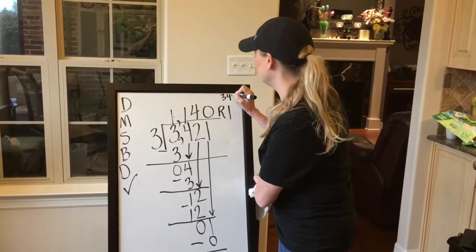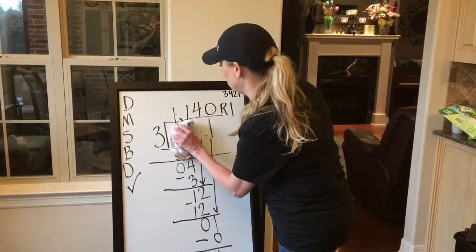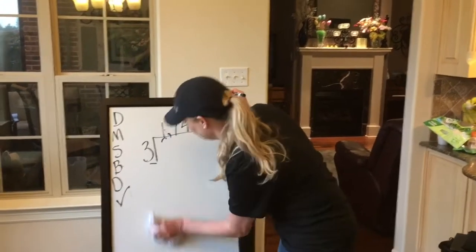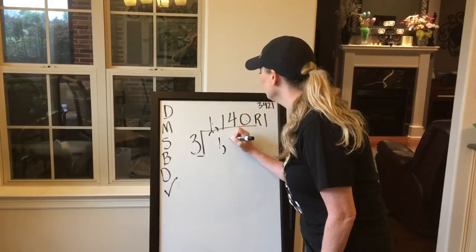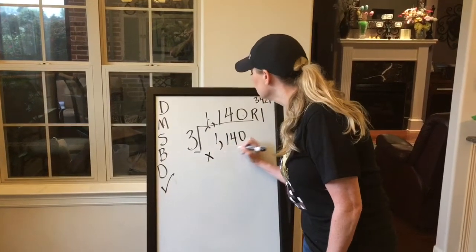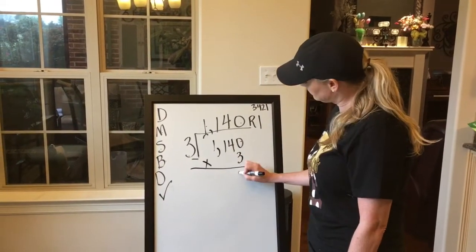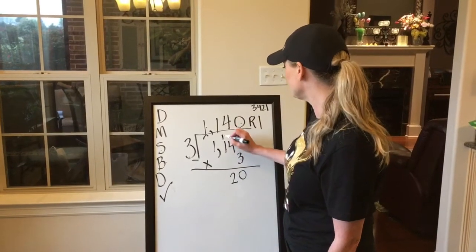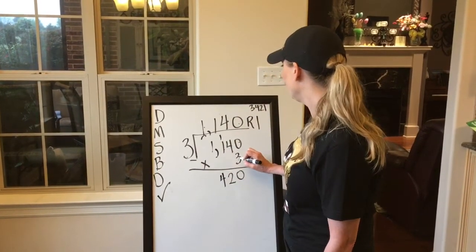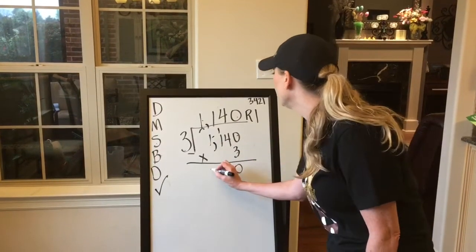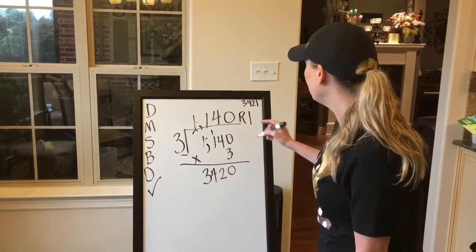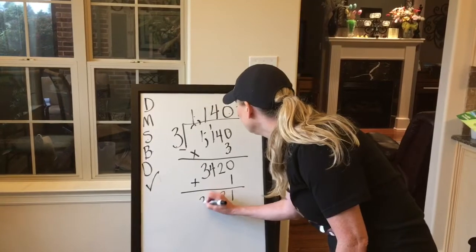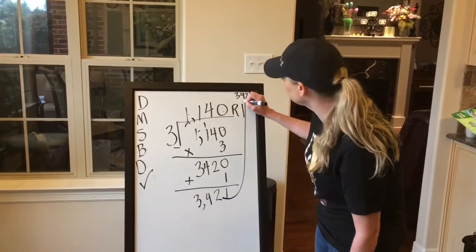Let's write this at the top. Okay, so take 1,140 times 3. That's 0. 3 times 4 is 12. Carry my 1. 3 times 1 is 3, plus 1 more is 4. 3 times 1 is 3. And then I have to add my 1. I get my dividend that I started with.